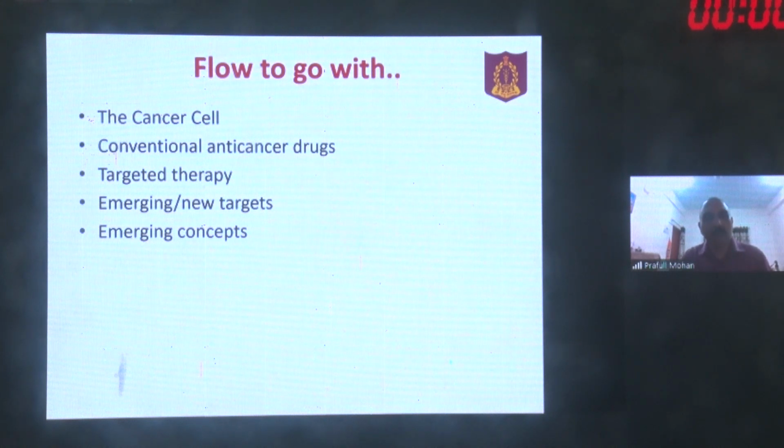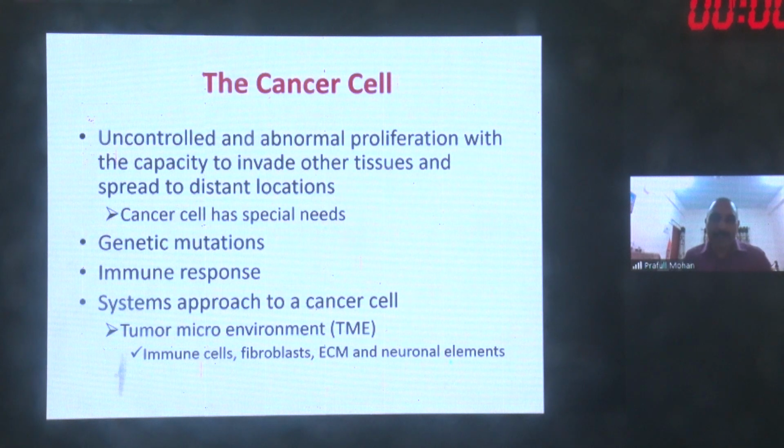So, about the cancer cell, basically 2-3 things make it special. It's like a naughty child in the class, which cannot be controlled by their teacher. We face them so many times. It is also characterized by the capacity to proliferate abnormally, invade other tissues, and spread to distant locations. And to do all this, it has some special needs, some of which we have been able to exploit to target it.